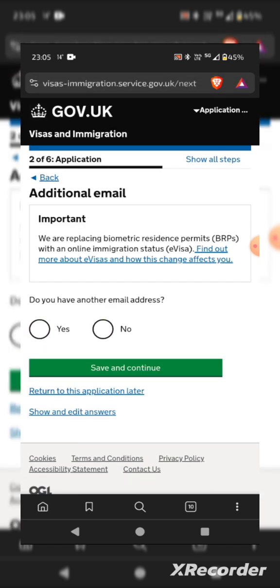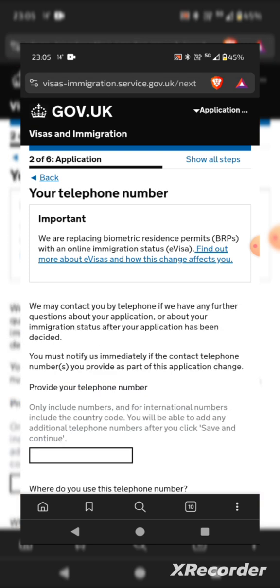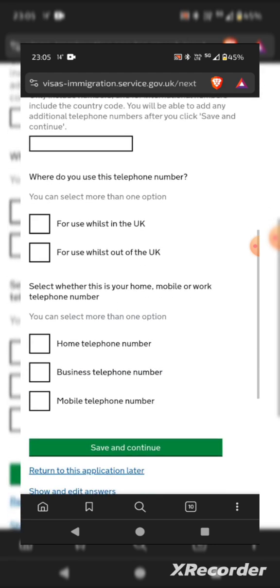Save. Yep. You have another email. If you have another email, you add it here. If you don't, you don't have it. Save. I don't have another email.